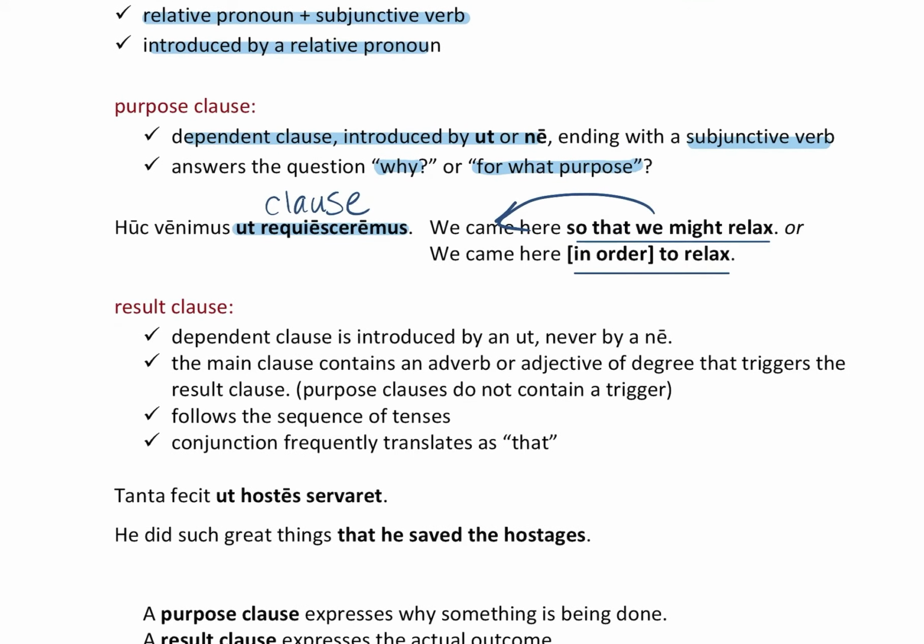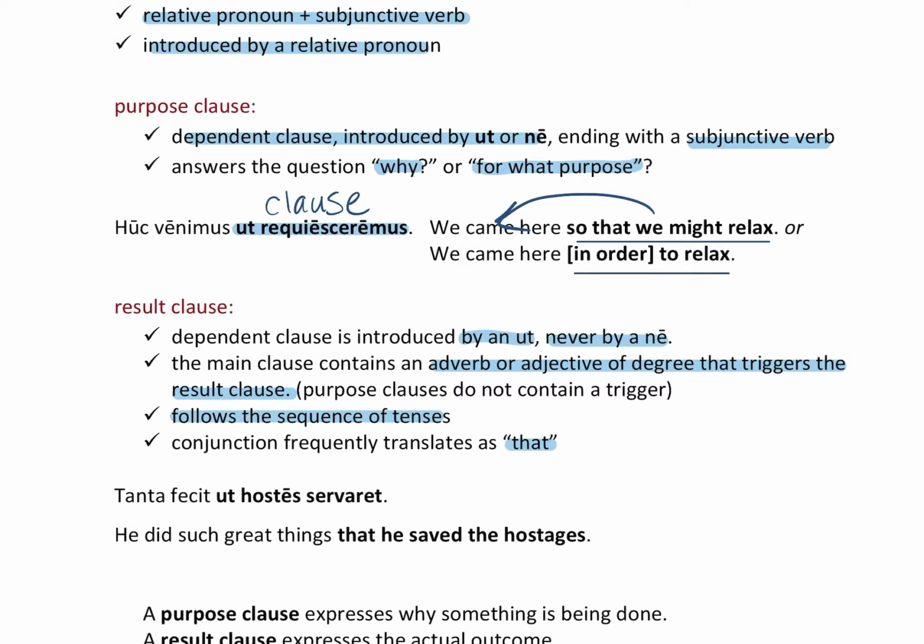The last one that you did was a result clause. And a result clause is also introduced by an ut, never by a ne. Now, the main clause contains an adverb or adjective of degree that triggers the result clause, and purpose clauses don't contain a trigger. And the result clause follows the sequence of tenses, and in English, when you translate, frequently the conjunction translates as that.